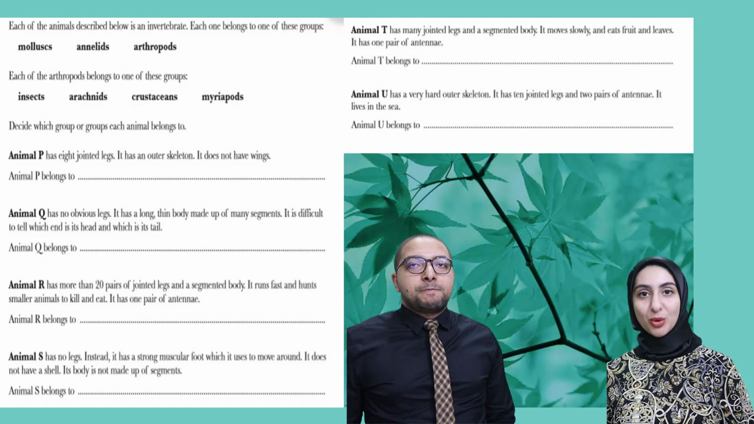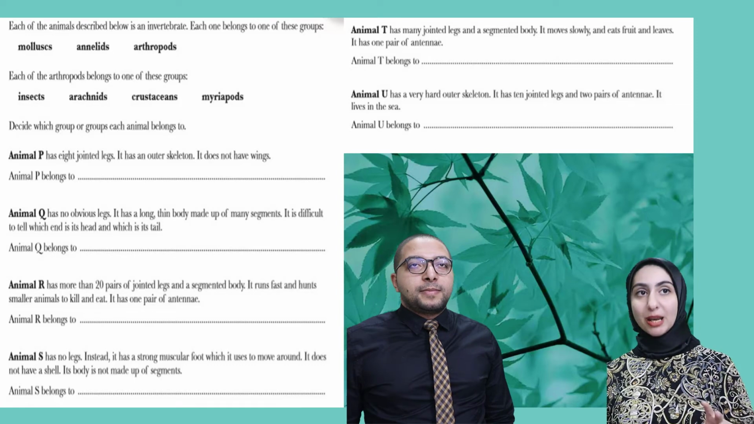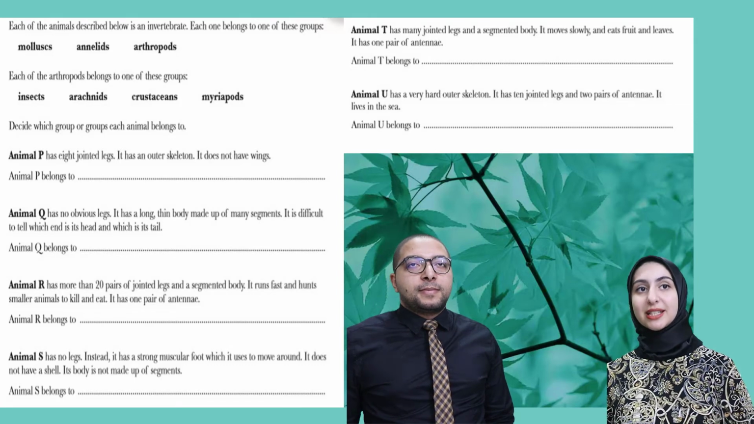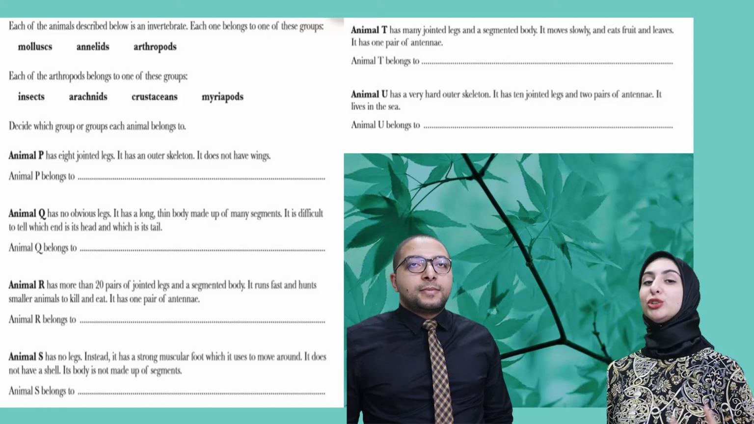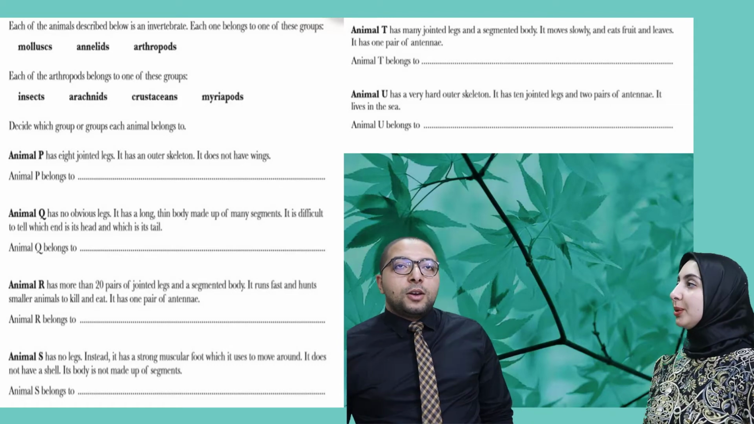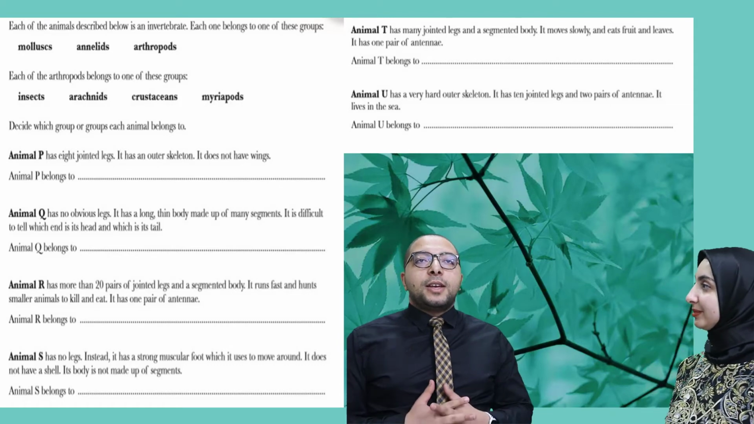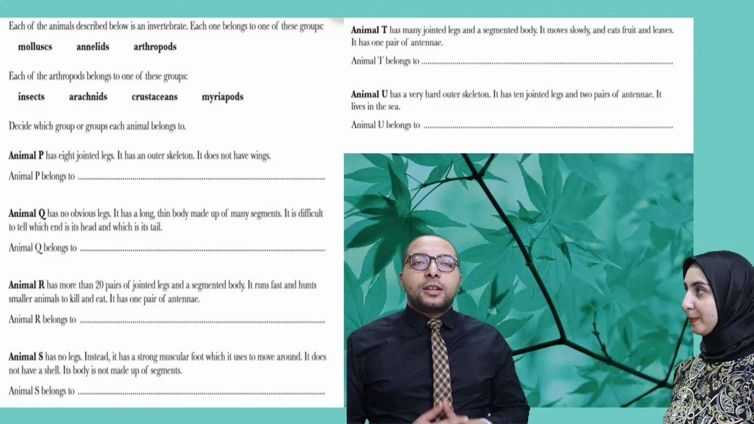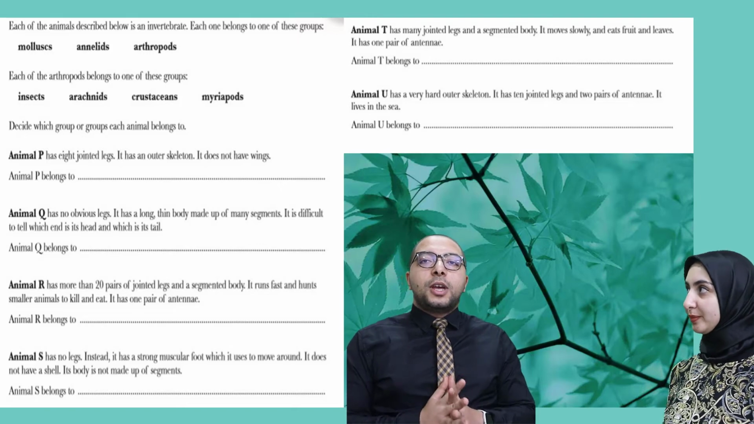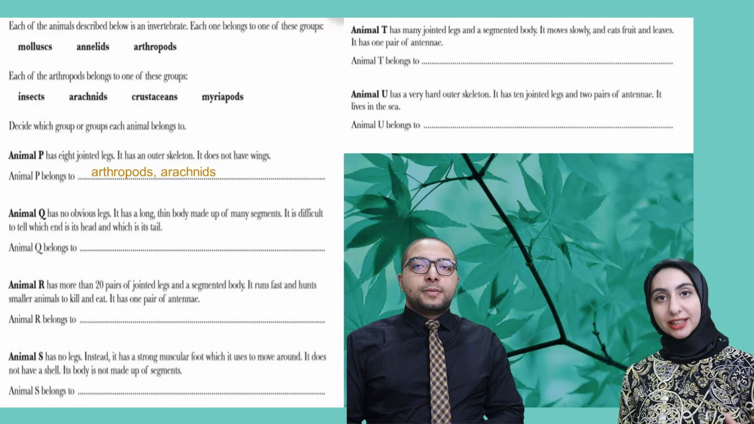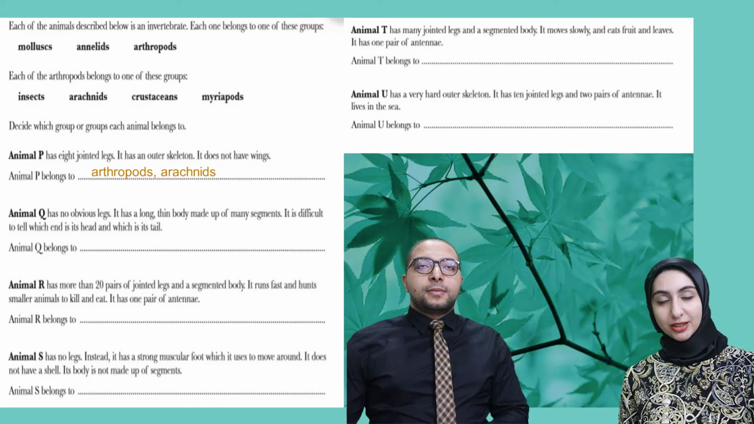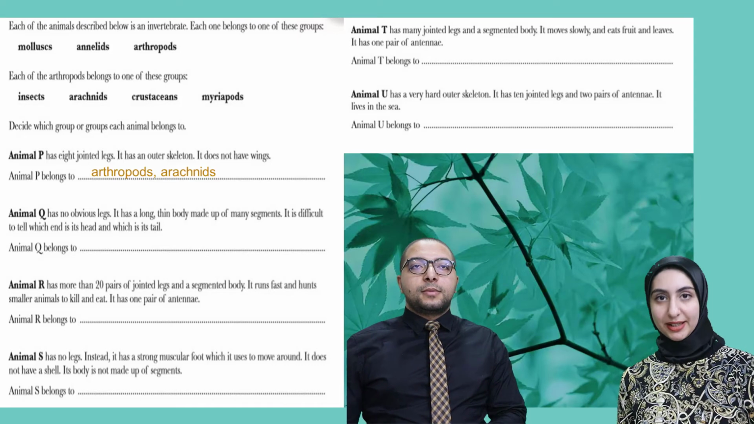Okay guys, the time is over. Let's check the answers. For animal B, has 8 jointed legs. It has an outer skeleton. It doesn't have wings. So animal B belongs to which group, Mr. Shaban? Okay, as we have 8 jointed legs along with the outer skeleton, so we have arthropods and mainly arachnids. So this means any animal which has 8 legs and also hard exoskeleton, it will be classified as arachnids.